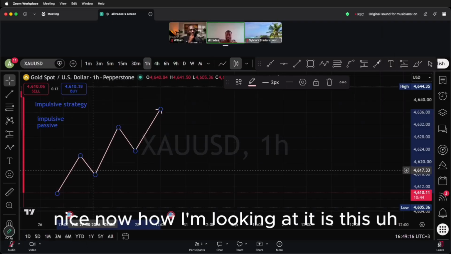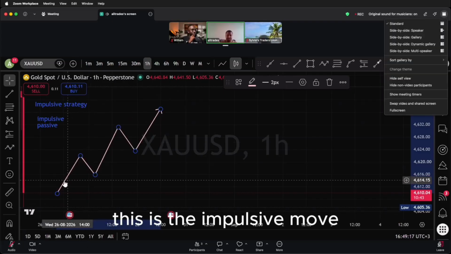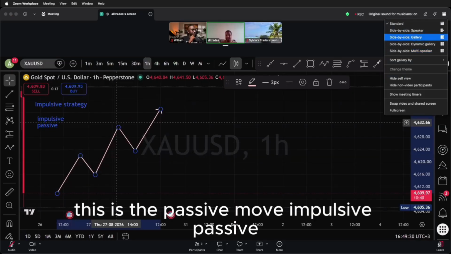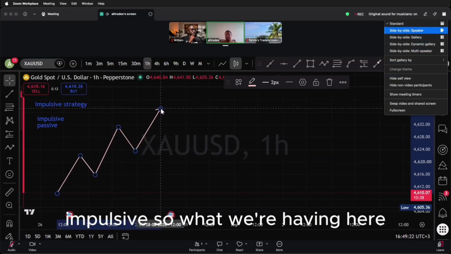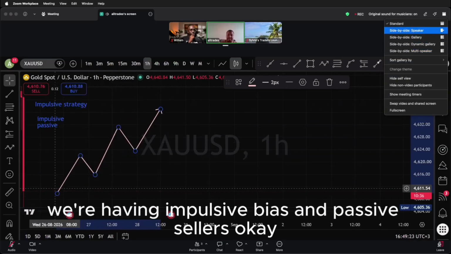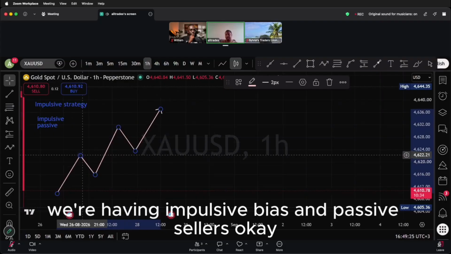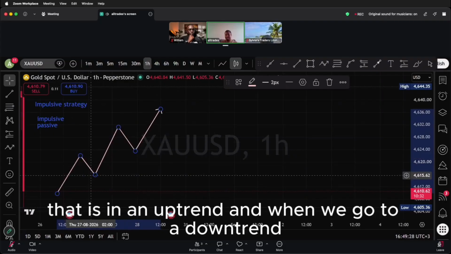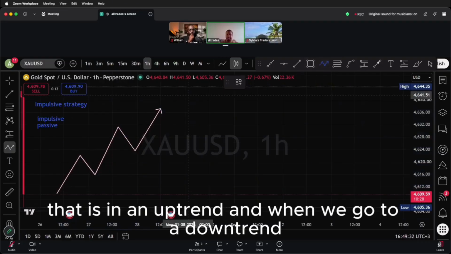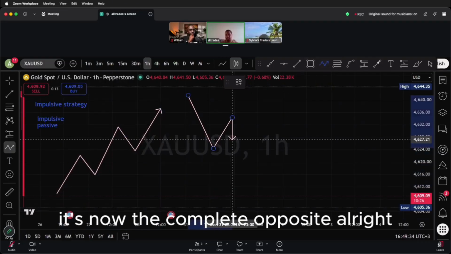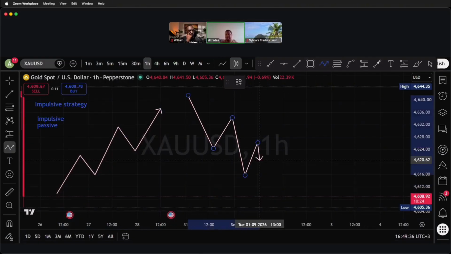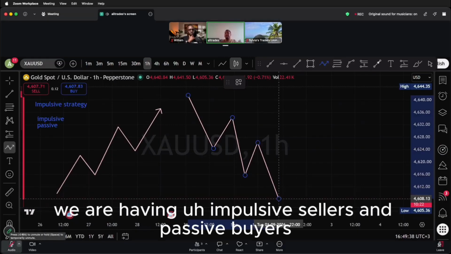Now, how I'm looking at it is this. This is the impulsive move. This is the passive move. Impulsive, passive, impulsive. So what we're having here is impulsive buyers and passive sellers. That is in an uptrend. And when we go to a downtrend, it's now the complete opposite. We are having impulsive sellers and passive buyers.